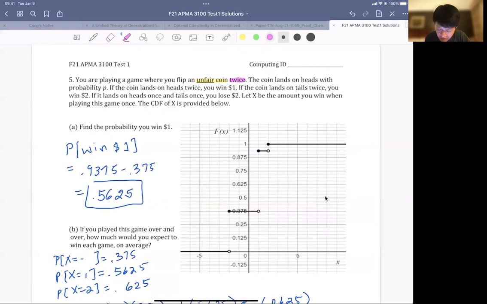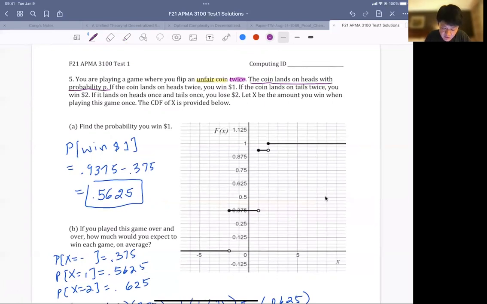The coin lands on head with probability P. This is an unfair coin, so P probably is not 0.5. And then what you know is that if the coin lands on head twice, you win $1. If the coin lands on tail twice, you win $2. If it lands on head once and tail once, you lose $2. So this random variable is $1 or $2, or let's write here minus $2. So $1 is when you have head, head, $2 if you have tail, tail, and minus $2 is you have head, tail, or tail, head.